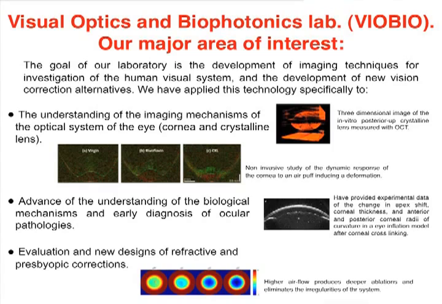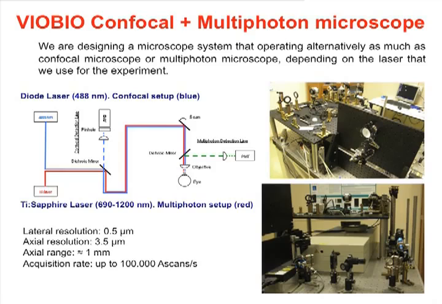For example, we have provided experimental data of the change in apex shift, corneal thickness, and anterior and posterior corneal radius of curvature in an eye inflation model after corneal cross-linking, and evaluated new designs of refractive and presbyopic corrections, such as the effect of the airflow produced in the ablation process in refractive surgery. That is why an important line of our research is based on imaging the different ocular components, such as the capsule, the covering of the eye lens. And the idea for our laboratory is to design and assemble an optical microscopy line to study these tissues, their structure and properties.